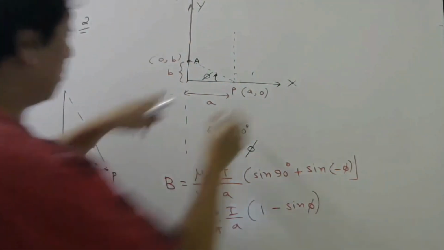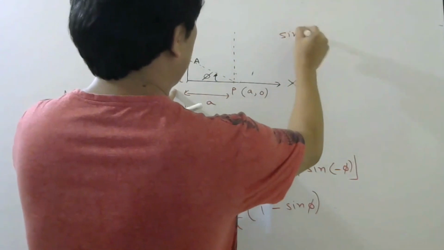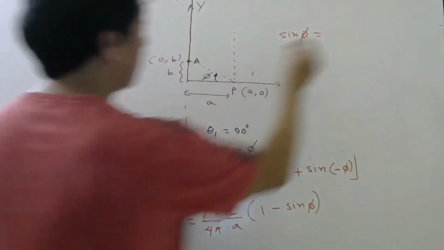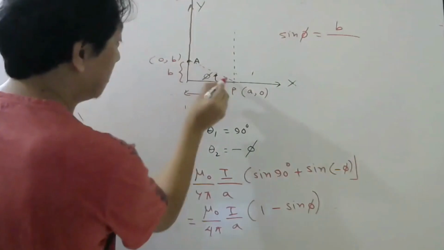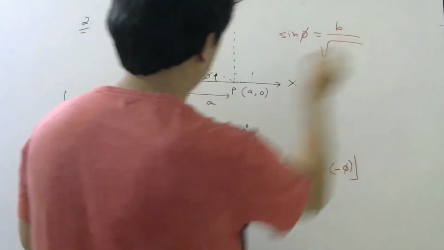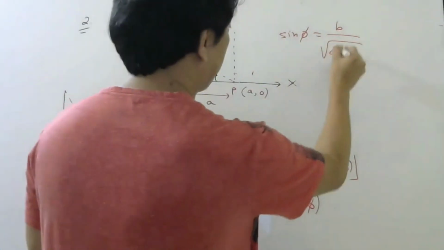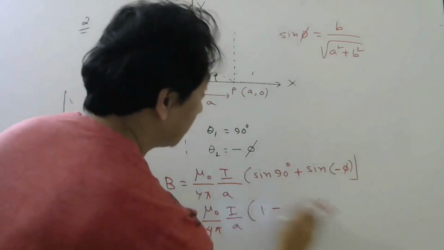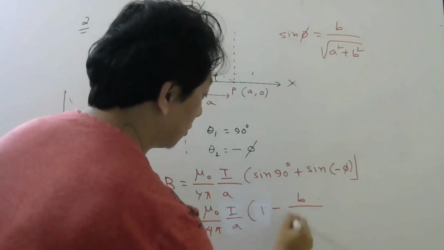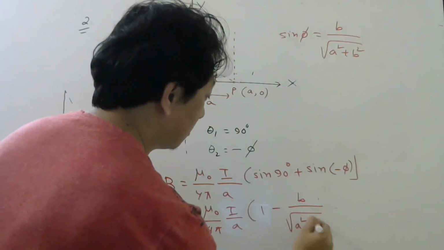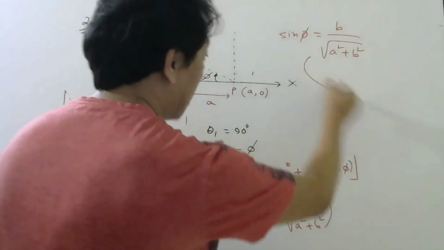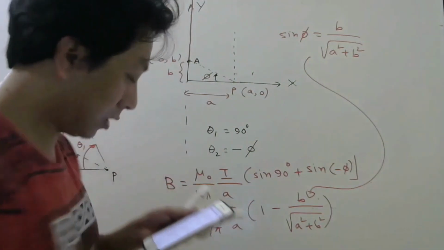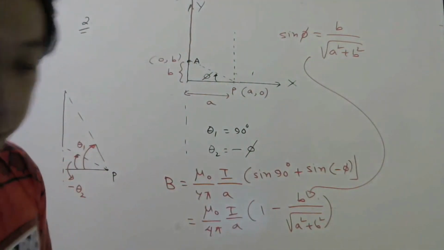So what will sine phi be from the diagram? Sine phi will be opposite, which is B, over hypotenuse, which is root over A square plus B square. So just substitute this sine phi here, B by root over A square plus B square. So this sine phi I have substituted here. So it will be option B.